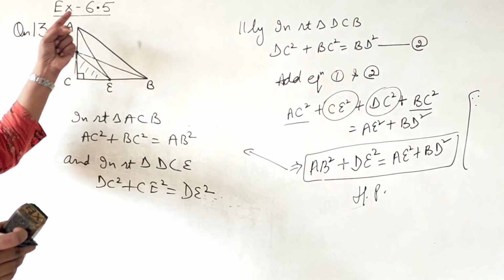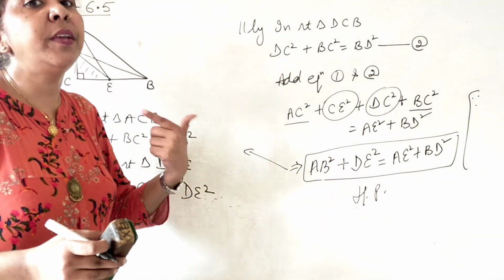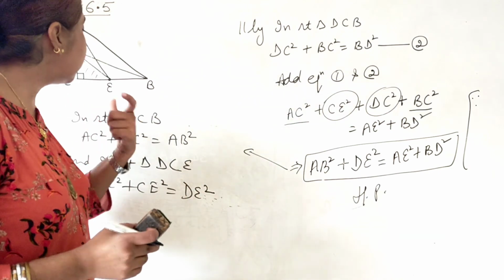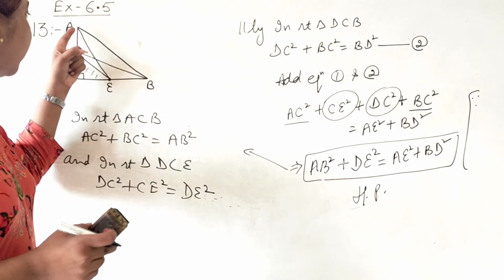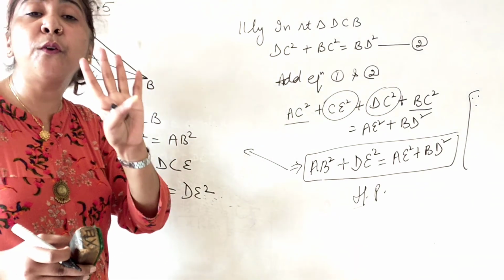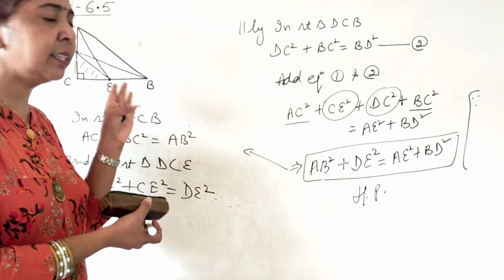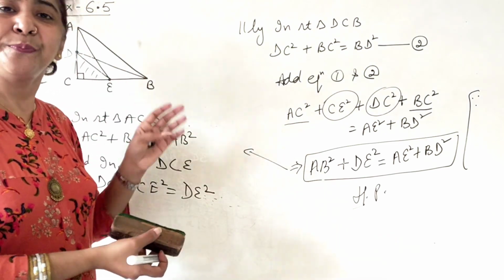So we have completed question number 13 of 6.5. I hope you understand it. What we have done is put the Pythagoras theorem in the first triangle, second triangle, third triangle and fourth. This means 4 times we have to use the Pythagoras theorem. So that's the way of doing this question. Thank you.